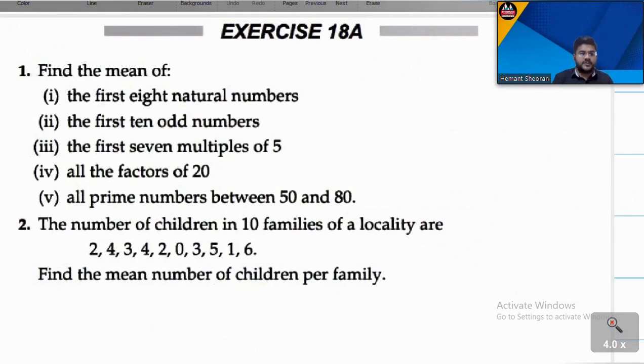For the first one, they are saying find the mean of the first 8 natural numbers. So what mean do you have? I think the answer will be 4.5 that you were getting. Yes or no?